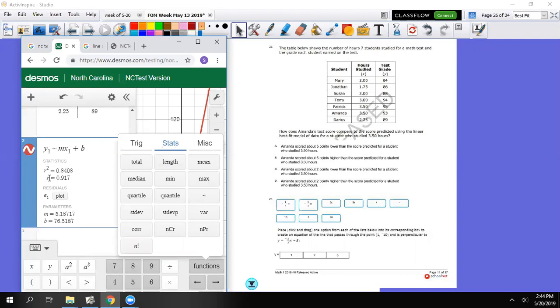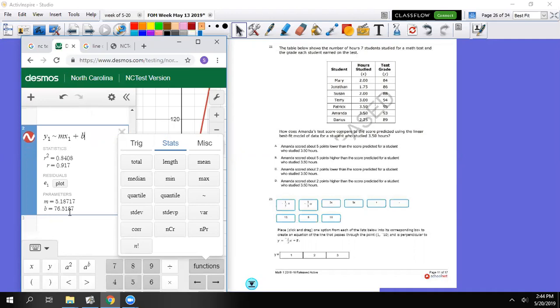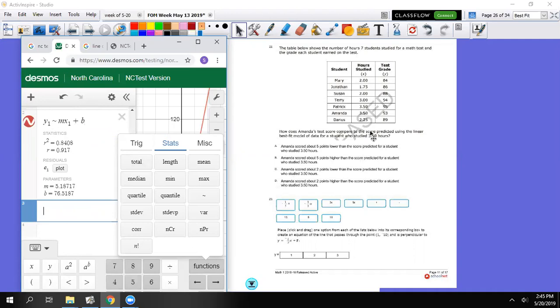Okay, now that's going to give us our coefficient, or excuse me, our correlation coefficient here. It's going to plot residuals for us if we choose to, but the part that we're really interested in is our M and B value, because M is going to be our slope and B is our initial value. Okay, so according to this, the equation of a line of best fit would be 5.18717 times X plus 76.5187.